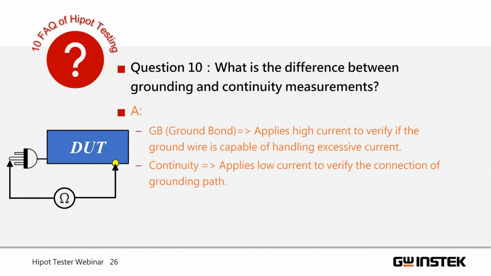In short, the applied current is different. GB is checking the capability to carry high current.